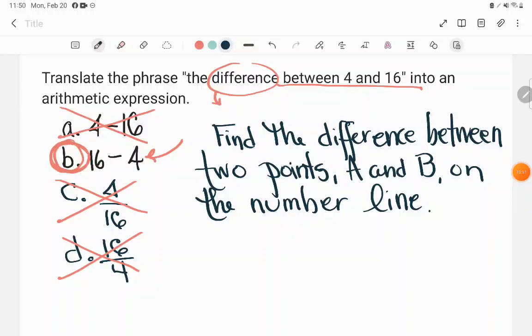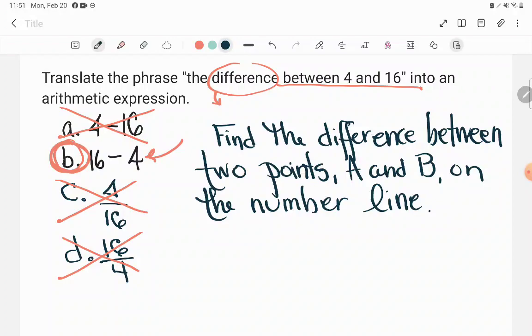You knew I would. The reason is because this is the typical GED problem. The typical GED problem doesn't say find the difference between 4 and 16. It says something like find the difference between 2 points A and B on the number line. The phrase might look something more like that. And students are going to freak out. How am I supposed to subtract A and B? How am I supposed to find the difference between A and B when I don't know what they are?